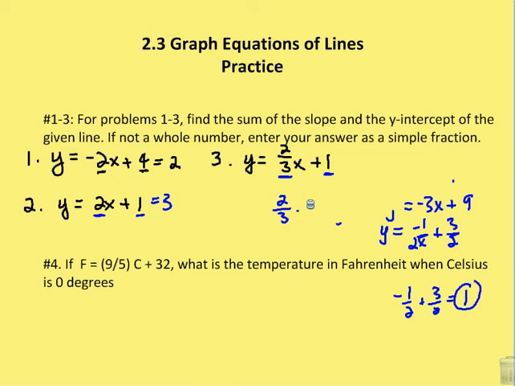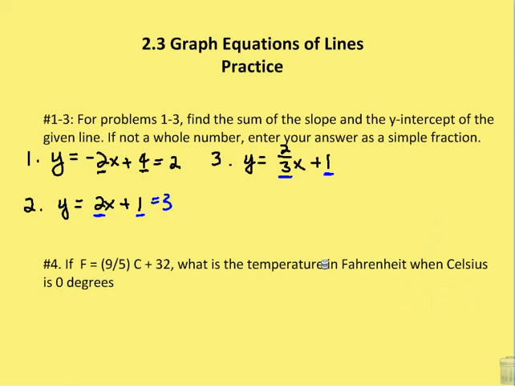Okay, last question asks, if Fahrenheit is equal to 9/5 C plus 32, what is the temperature in Fahrenheit when Celsius is 0 degrees? So all I have to do is plug in 0 for C. I get F is equal to 9/5 times 0 plus 32, or Fahrenheit is equal to 32.